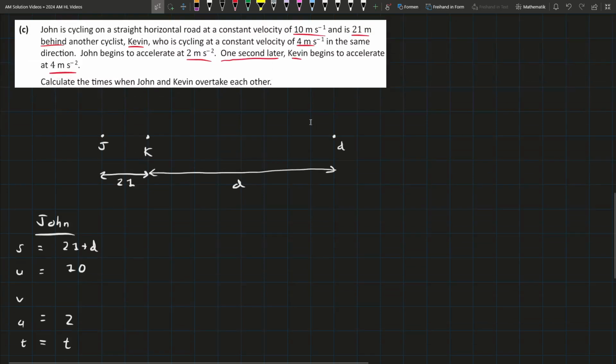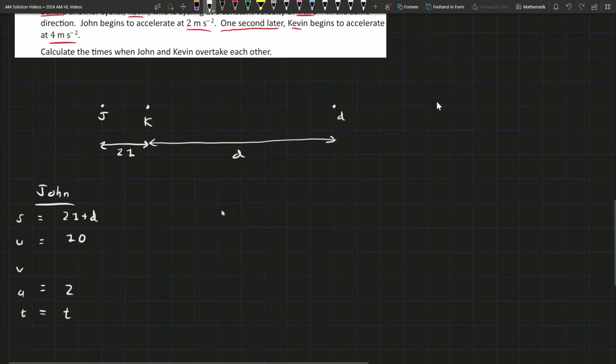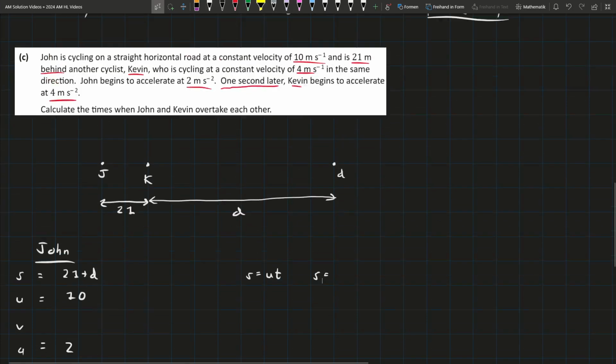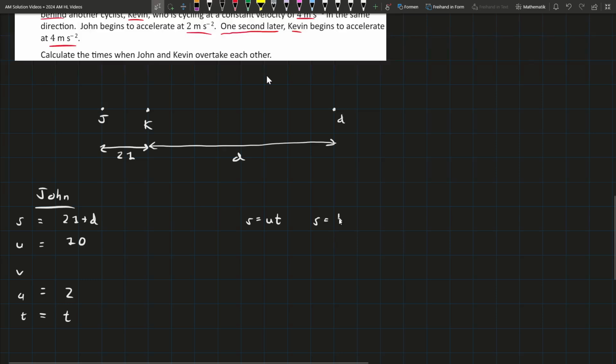Now for Kevin, it's a little bit harder because he is going at 4 meters per second, but then after 1 second, he begins to accelerate. So since he's not accelerating at first, you can use displacement equals velocity times time. So the displacement he traveled was his velocity, which is 4, and he did that for 1 second. So 4 times 1, that means he did 4 meters in this first section.